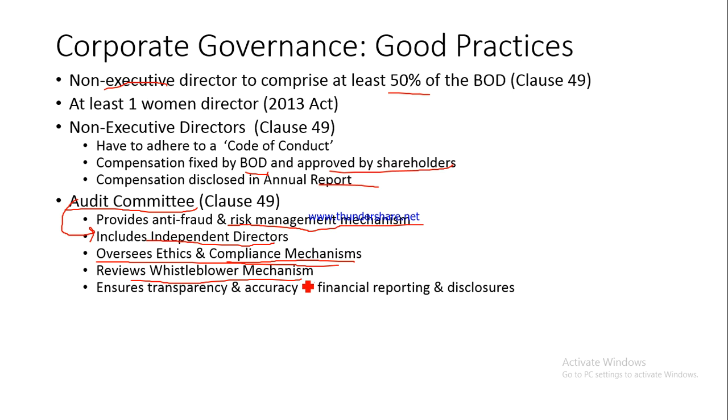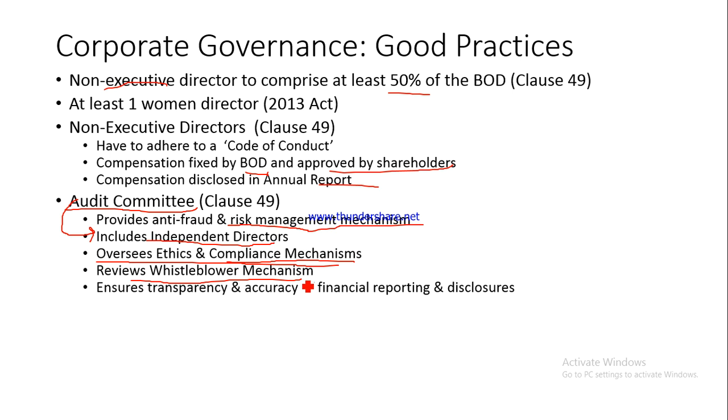So they have to be encouraged, and that is why there is a whistleblower mechanism which ensures that such whistleblowers are not penalized by the firm for having brought to light the wrongdoings of the firm. So they should not be penalized, and there has to be a mechanism for this. Now this mechanism is again overseen by the audit committee. It is also monitored by the audit committee.